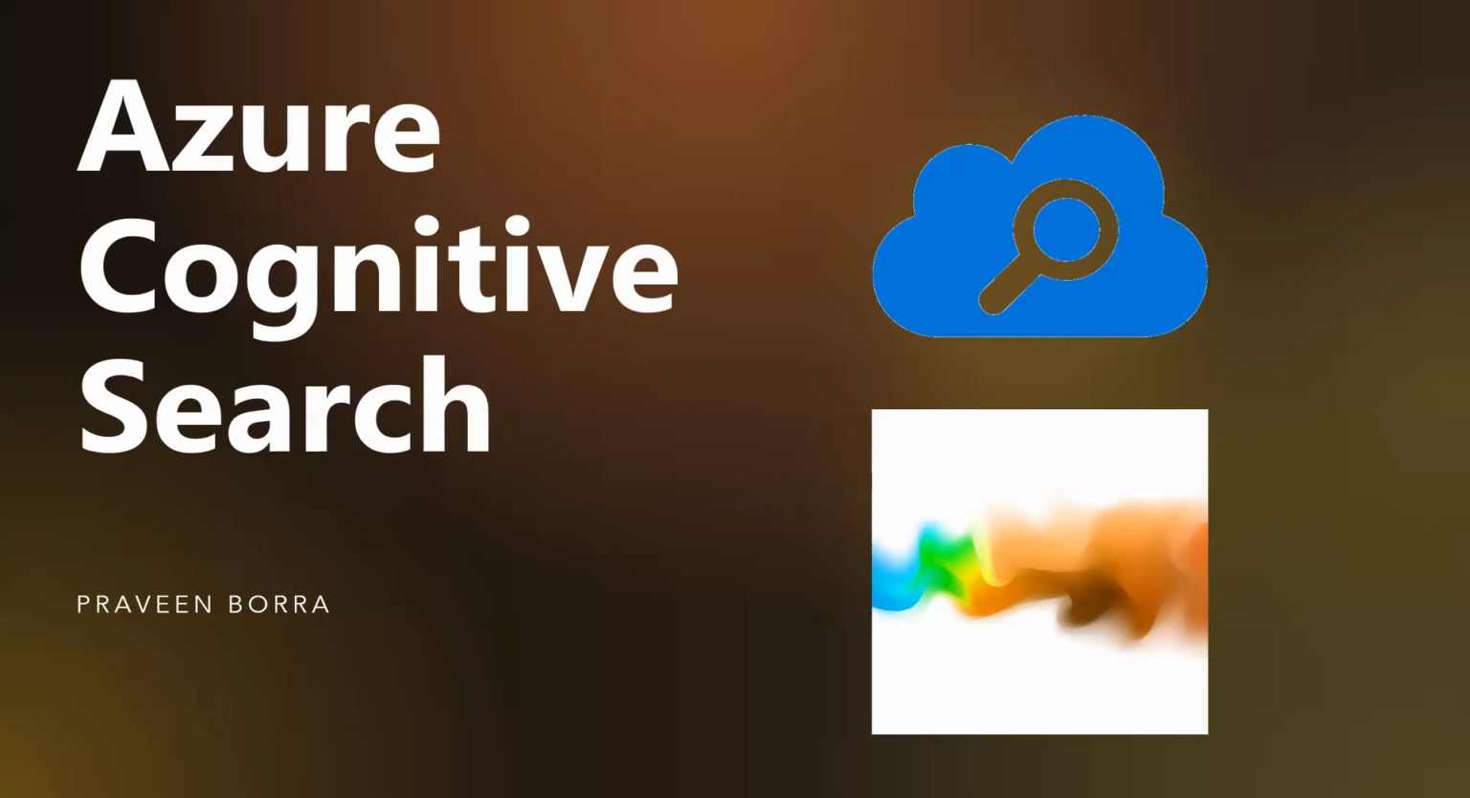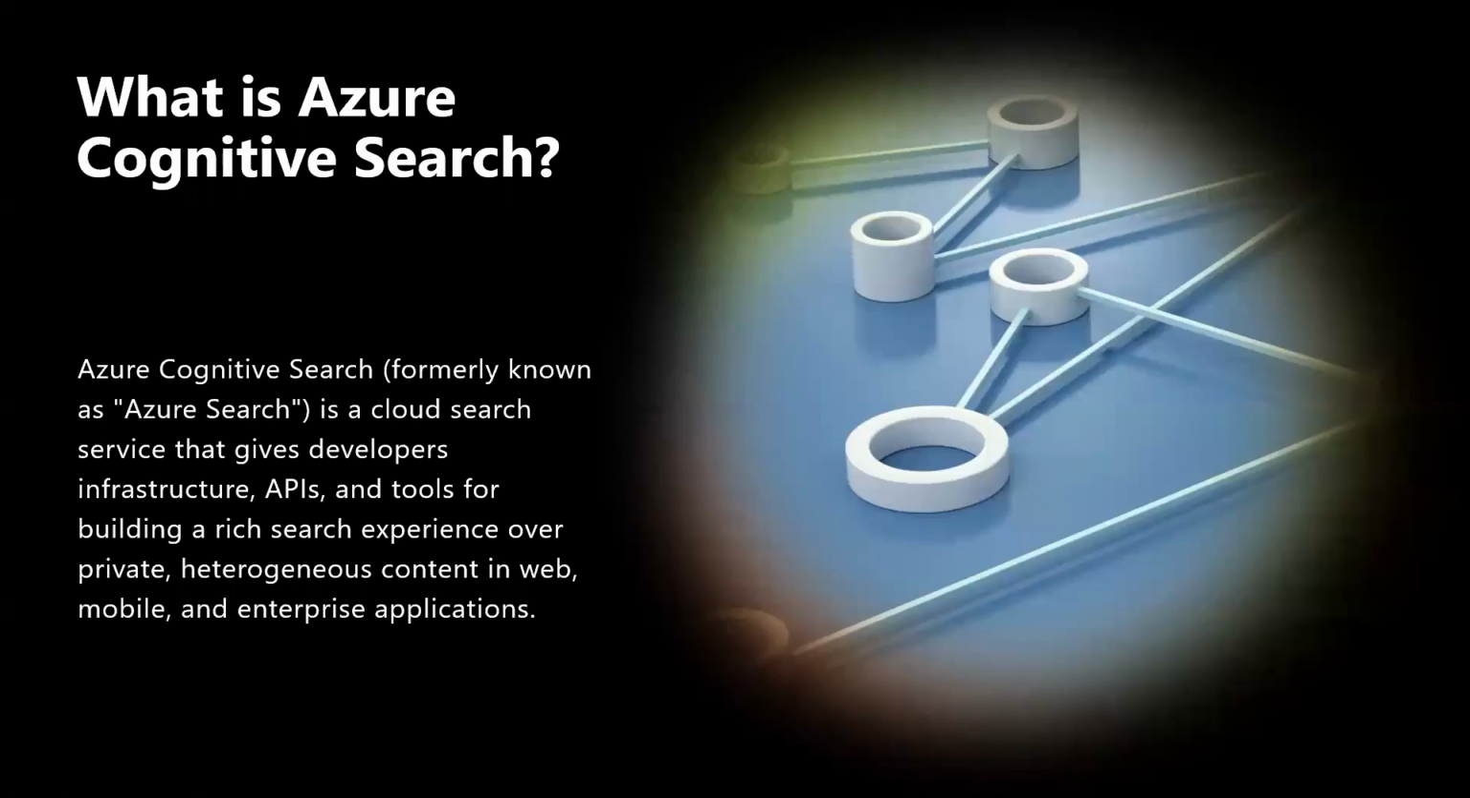Before I go to the portal and deploy cognitive search, I will just talk about what cognitive search is. Azure Cognitive Search is a cloud service that gives developers infrastructure, APIs, and tools for building a rich search experience over private, heterogeneous content in web, mobile, and enterprise applications.